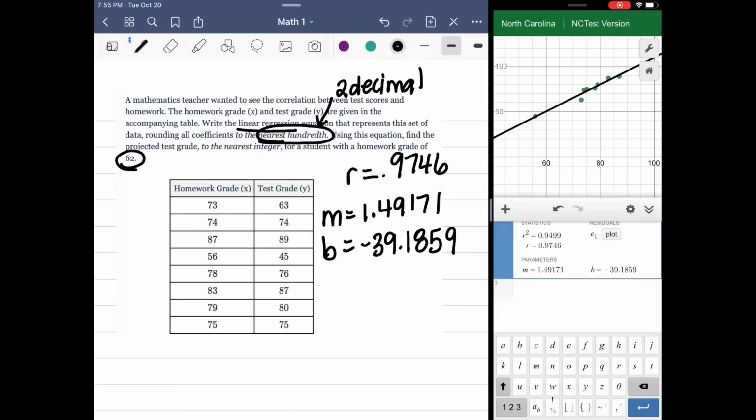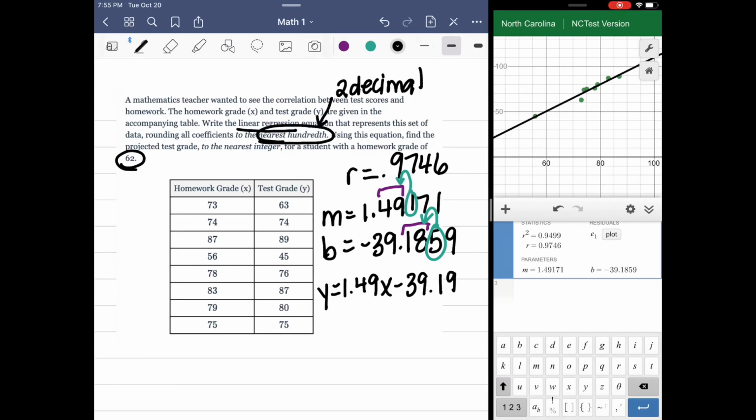So this one says round to the nearest hundredth place. So if we're rounding to the nearest hundredth, we're rounding to 2 decimal places. So I want to round to 2, so I'm going to look at my third to round my second one. I can look and see that my m is going to be 1.49. That 1 is going to keep that 9 the same. And b is minus 39.19, because that 5 is going to round that 8 up. So there's my best fit model rounded correctly.